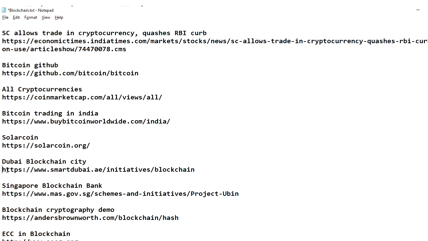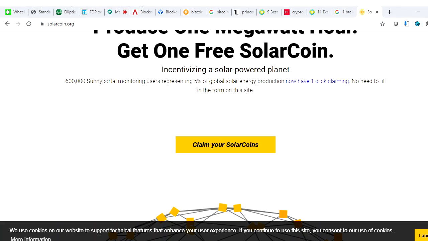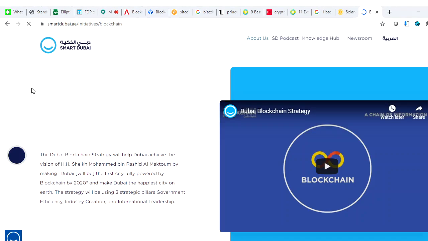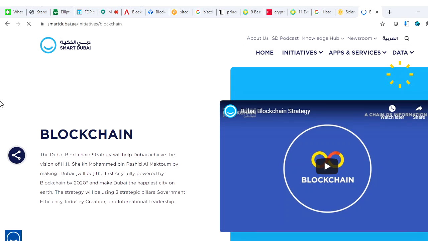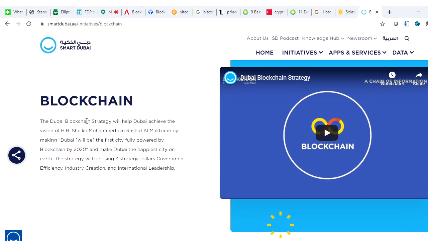Next one is Dubai blockchain city. This is another beautiful project, which is called Smart Dubai. In this, the Dubai blockchain strategy will help Dubai achieve the vision of HH Sheikh Mohammed bin by making Dubai the first city fully powered by blockchain by 2020. You look at here how beautiful it is.